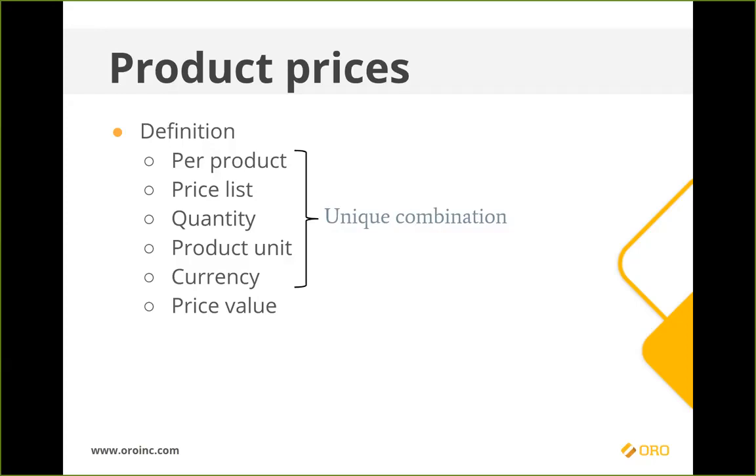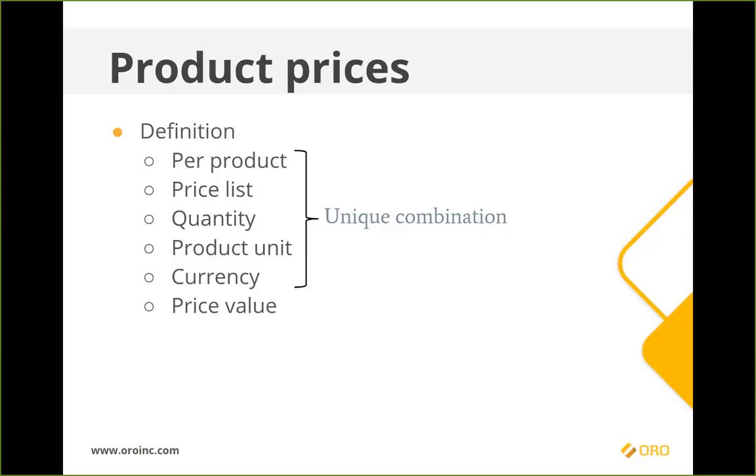Then we have quantity. OroCommerce supports tier pricing. So tier pricing is when you, for example, if you're buying one product, you have price X. When you're buying 5 products, you have Y. When you're buying 10 products, you have price Z. And this quantity allows you to tell which quantity threshold is going to be used for your product and your price list.